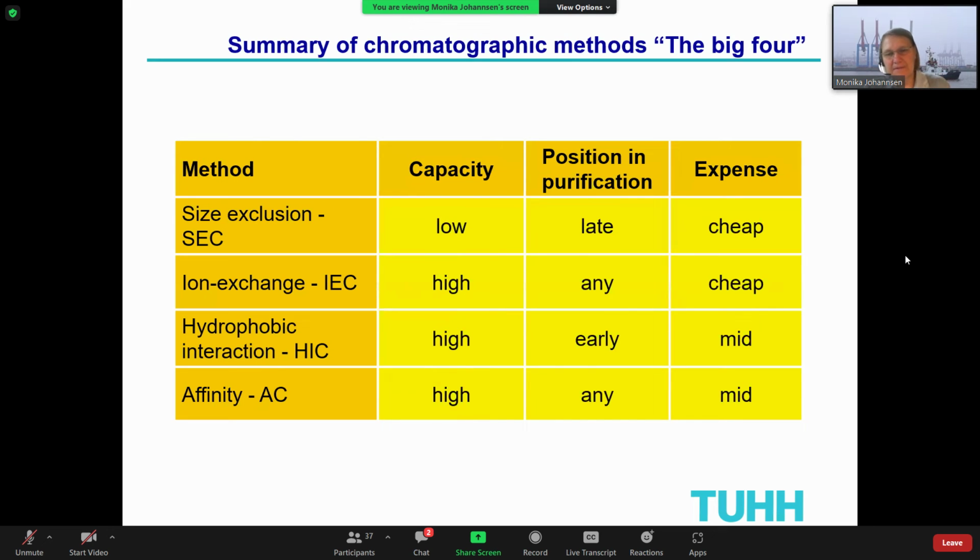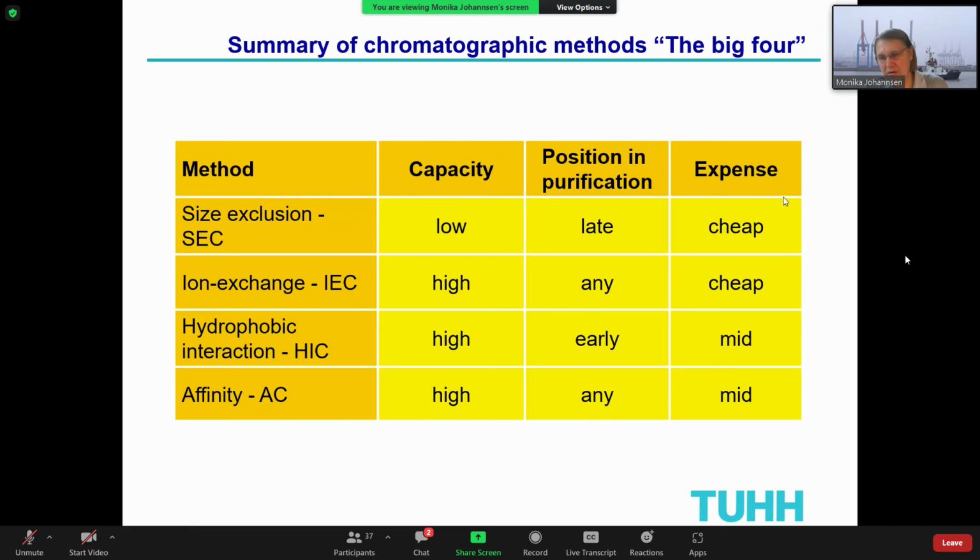here. Okay, so to give a summary of the methods, these are called the big four of protein separations, chromatographic separation methods. We have the size exclusion chromatography, the ion exchange chromatography, the hydrophobic interaction chromatography, and the affinity chromatography. And we were discussing their capacity. The size exclusion chromatography has a low capacity. All the others have a high capacity.